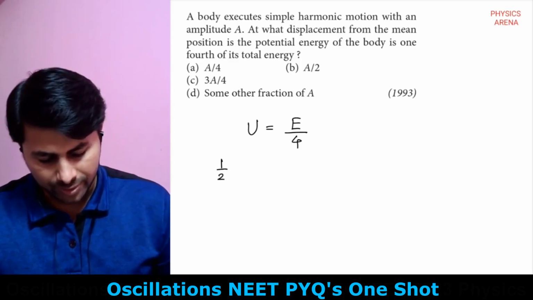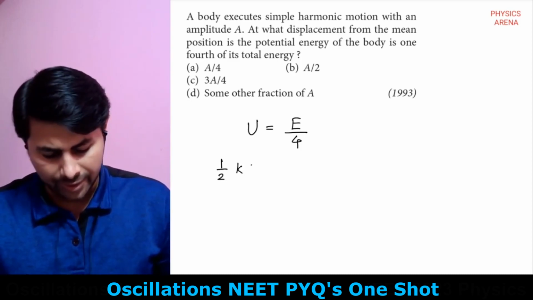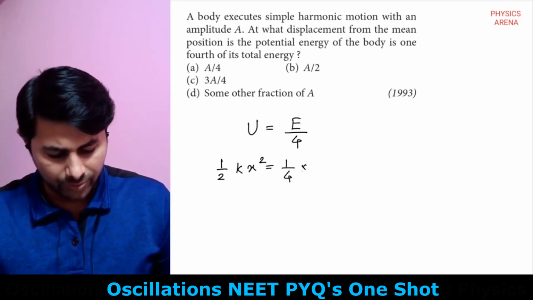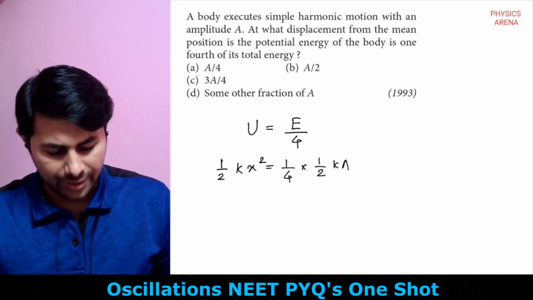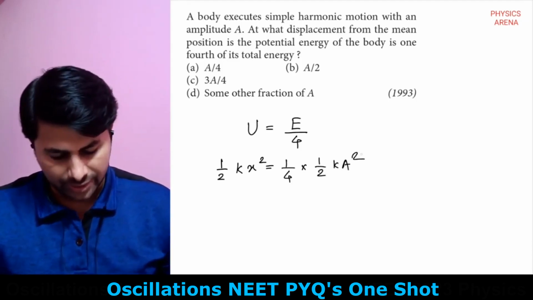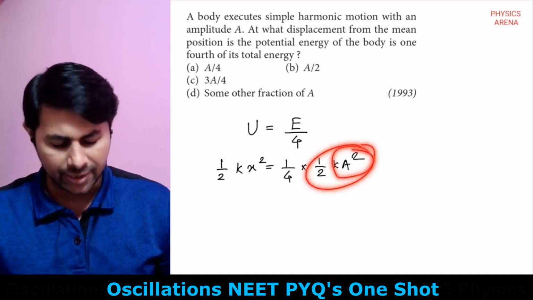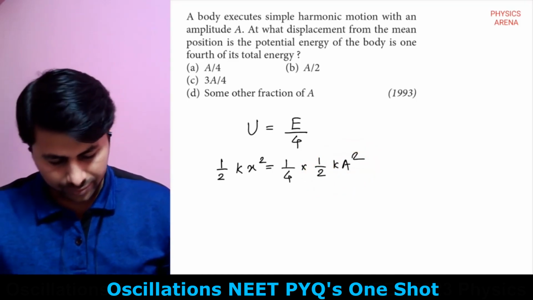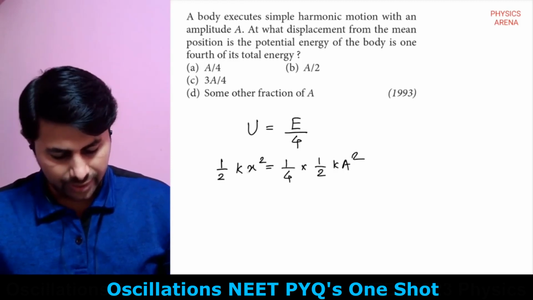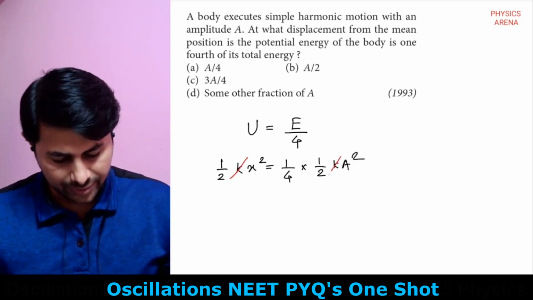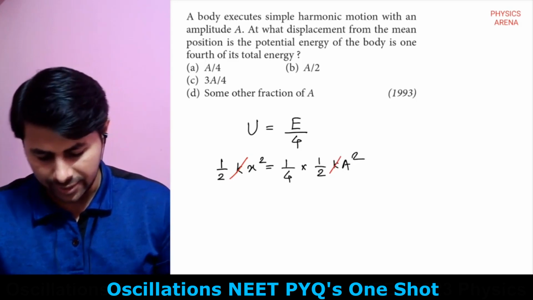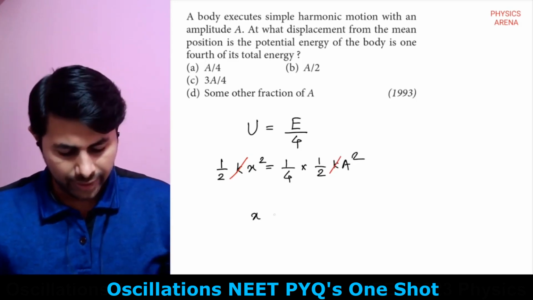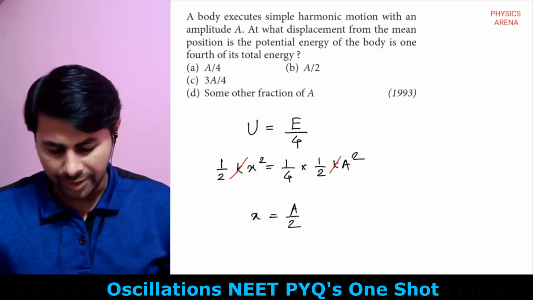So half of K into X square is equal to 1/4 of half of K A square. This is E. Half K A square is E, right? So then this K and K get cancelled, half and half get cancelled. X square is equal to A square by 4. So X is equal to A by 2, right?